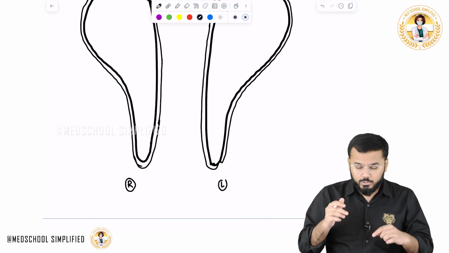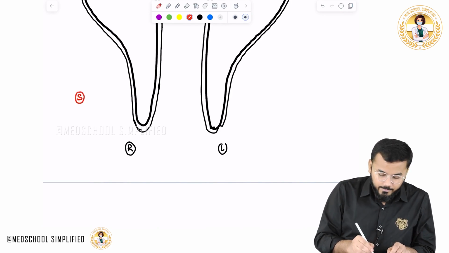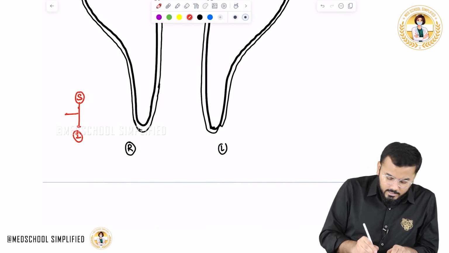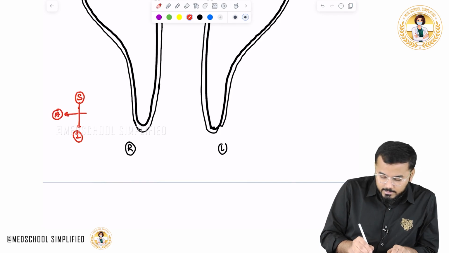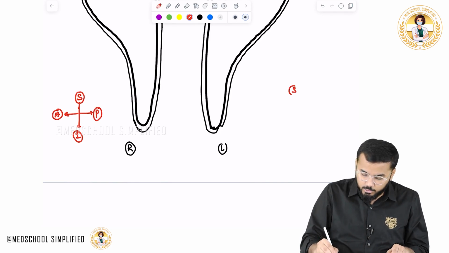Now that anterior posterior rule I am applying here. See, the top surface is always superior, the bottom surface is always inferior. Okay, and this surface is anterior and this surface is your posterior surface. Again the same thing, this is superior, this is inferior.